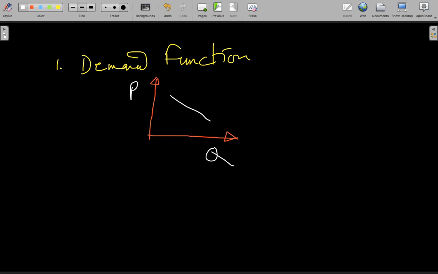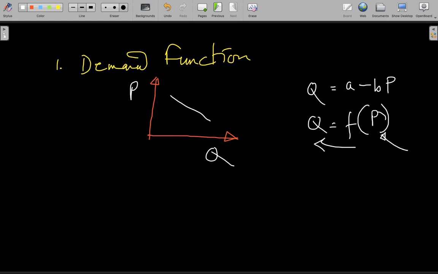We can write Q as A minus BP, right? So it's a negative slope. So here Q is some sort of function of P. That means as and when we put different values for P, we'll get a value of Q. So in this case, P is exogenous. P is given, the price is given, whereas Q is endogenous. Q is actually derived from the model.